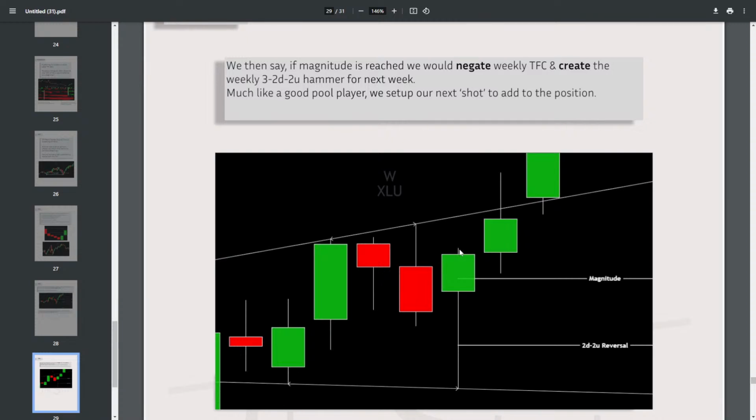So much like a good pool player, we like to set up our next shot to add to the position by creating a position here, negating the week, which we can actually use as another entry we'll get to, but creating the weekly signal and then adding to our winning position once that weekly goes in force.